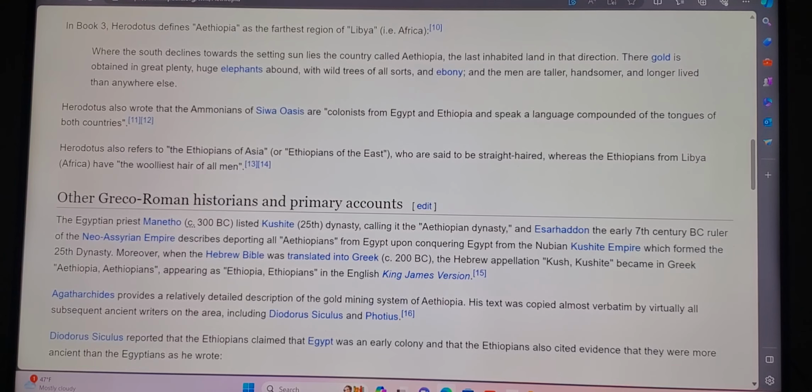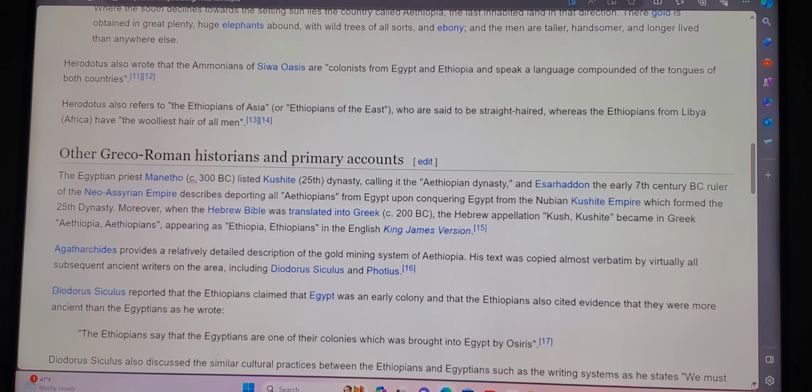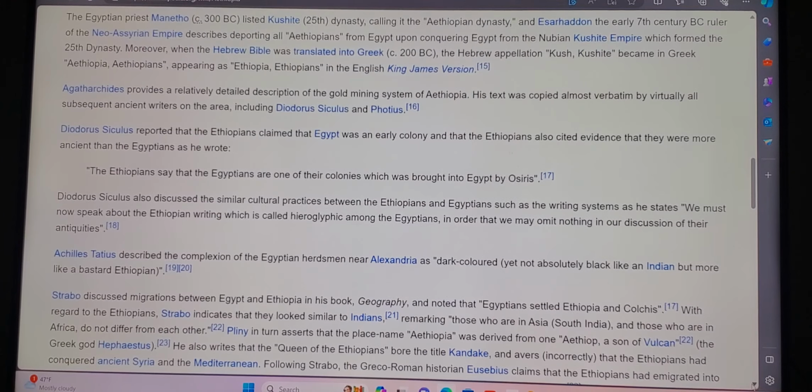Diodorus Siculus reported that the Ethiopians claimed that Egypt was an early colony, and that the Ethiopians also cited evidence that they were more ancient than the Egyptians, as he wrote. Now, the Ethiopians are more ancient, according to Diodorus Siculus. The Ethiopians say that the Egyptians are one of their colonies which was brought into Egypt by Osiris. Okay?